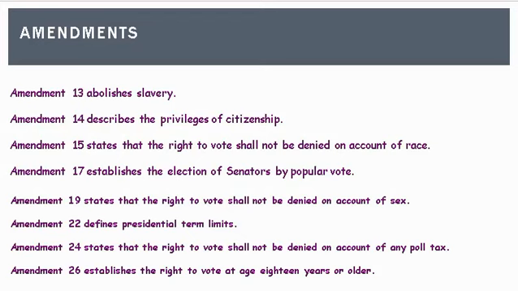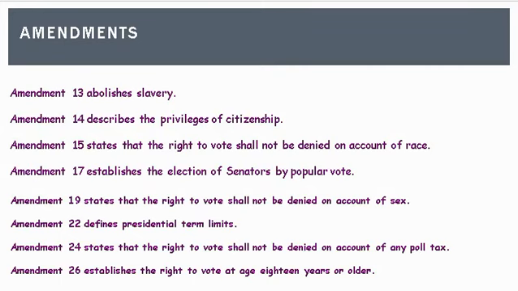It used to be that people didn't get to pick senators. They didn't get to vote for them. People realized, well, that's not very fair. People should be able to pick the people that are representing them. So they changed it to let us vote for senators. Amendment 19 says that voting shall not be denied on account of sex, meaning that women were able to vote after the 19th Amendment was passed.